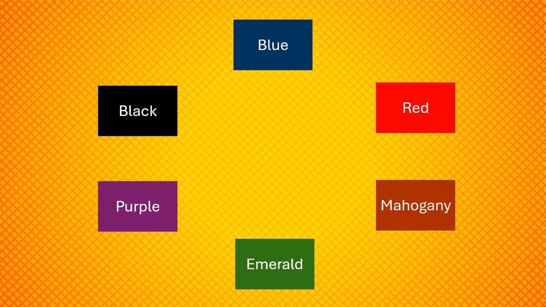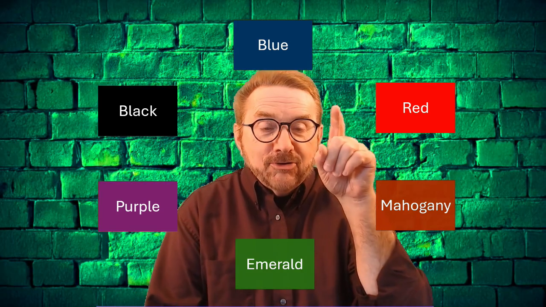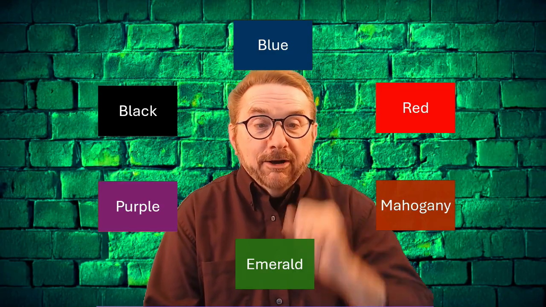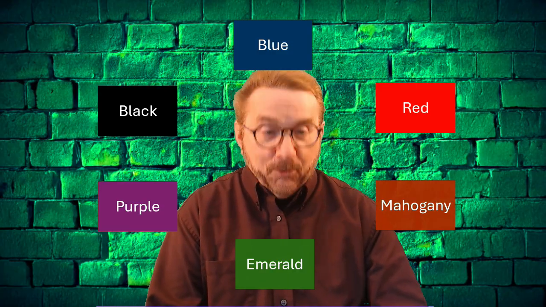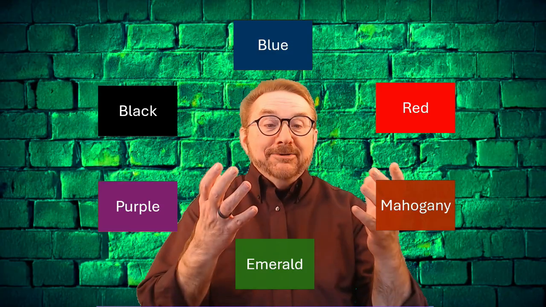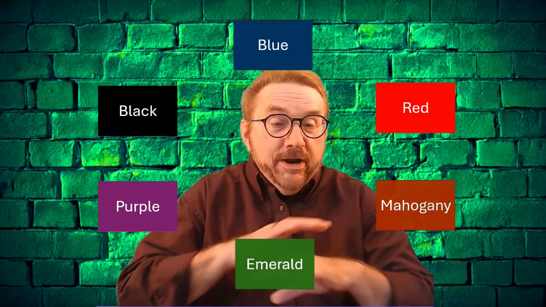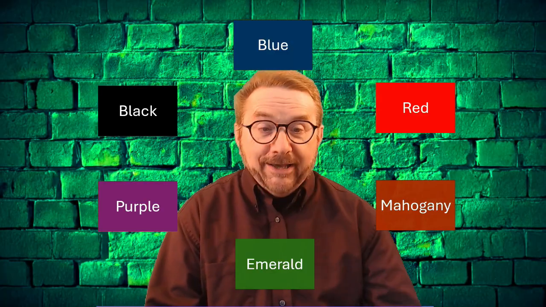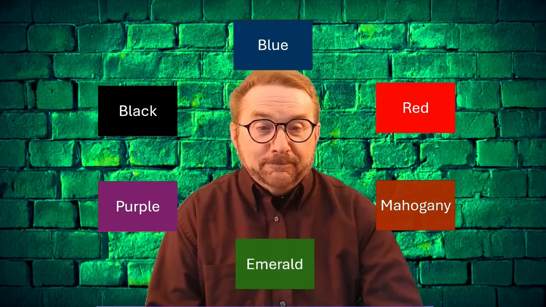Or if they picked, say, white and they were on emerald, then they would go W-H-I-T-E, and they would end up on mahogany. So go ahead, starting with the color you pointed to, spell out your favorite color. Okay, have you done it? Now, you've landed on some other color. Whatever color you're on now, spell out that color. If you're on red, spell red. If you're on black, spell black. All right, go for it.